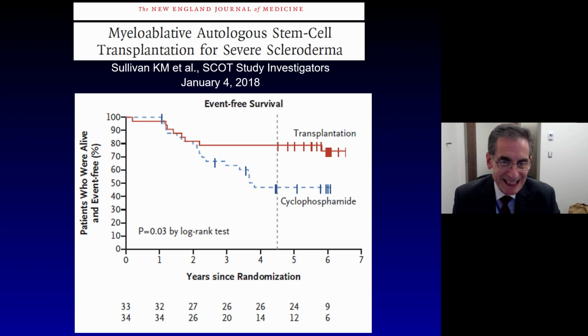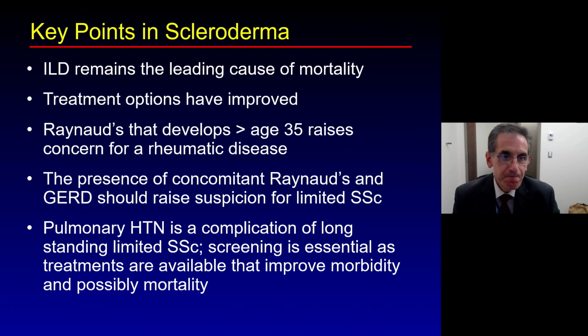Again, in select centers, it can be utilized and appears to be superior compared to cyclophosphamide. So the key points in scleroderma: ILD, or interstitial lung disease, remains the leading cause of mortality. Treatment options have improved. Remember that Raynaud's that develops over the age of 35 raises the concern for some type of rheumatic disease.